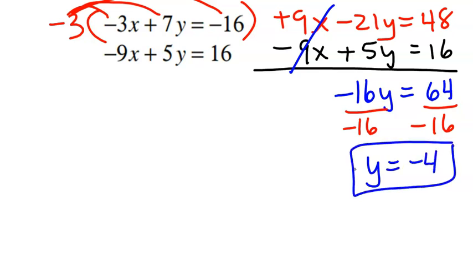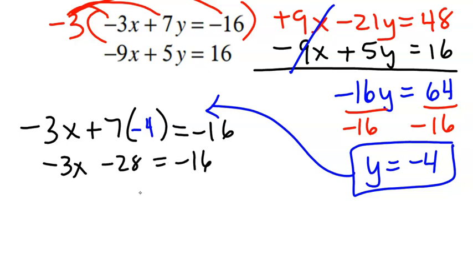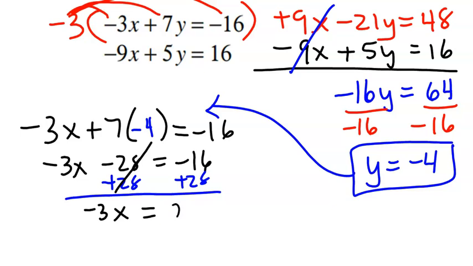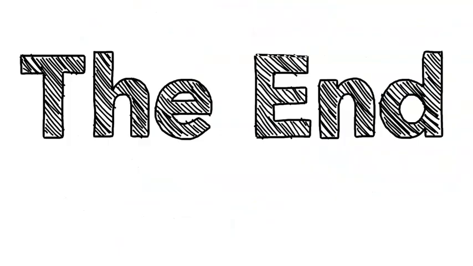Divide both sides by my coefficient of negative 16, and I get my first answer, that y is equal to negative 4. Go back to the beginning, erase and replace the correct letter. This time the letter is y. So y is negative 4. Now I can compute. 7 times negative 4 is negative 28. Add 28 to both sides. Divide by my coefficient and solve for my second letter. That is how you solve a system using the elimination method by multiplying.